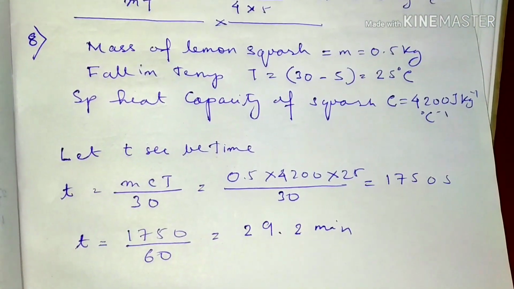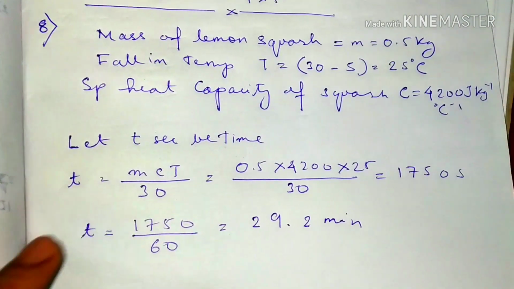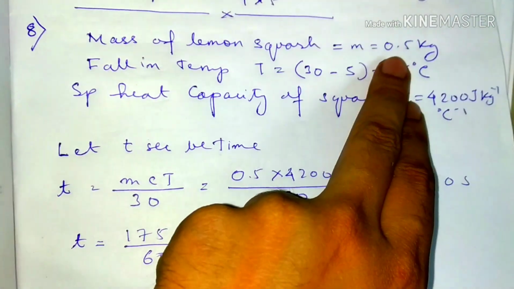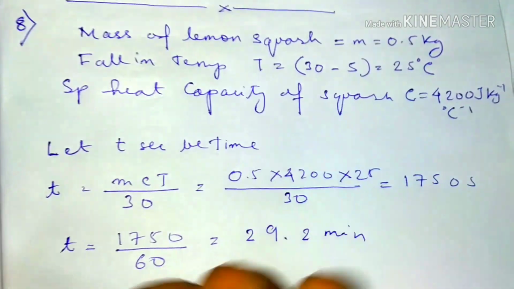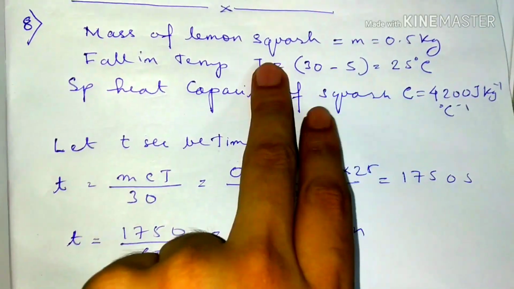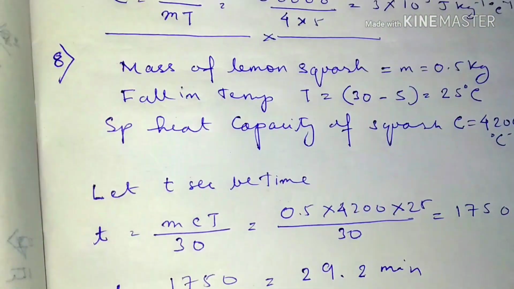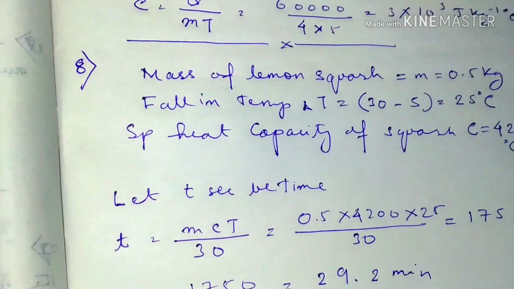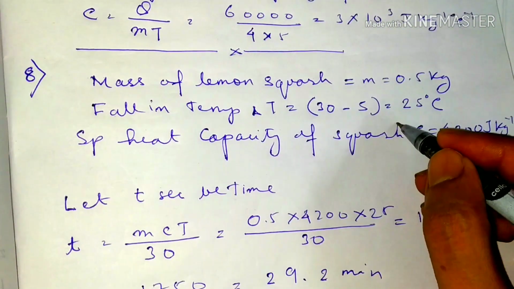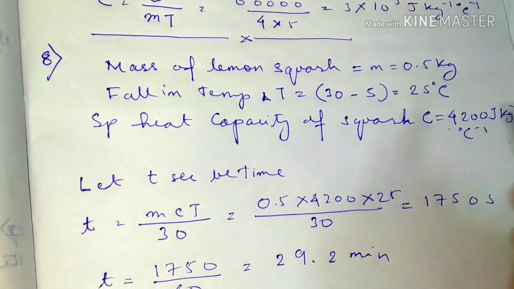I've already completed sum number 8. According to this question, I put down the statements. Mass of lemon squash M is equal to 0.5 kg. Fall in temperature ΔT is equal to 30 minus 5, the difference in temperature, which is equal to 25 degrees Celsius. I missed it. Specific heat capacity of squash C is equal to 4,200 joule per kg per Kelvin, which is given.